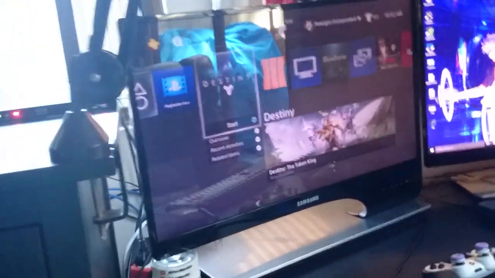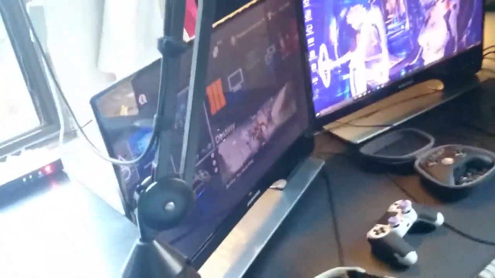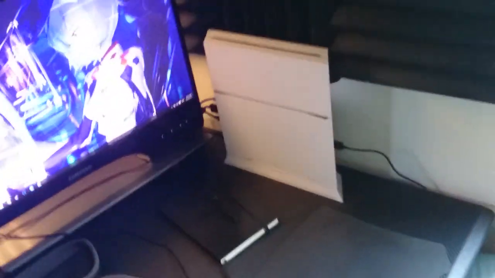This one I actually picked up second hand. It was quite cheap compared to a new one, and the hinge is a little saggy, so I have to put a cup under it. But that's the setup for the monitors. The left one is the PS4 at the moment, and the right one is the PC. Got a PlayStation 4 that lives down there.